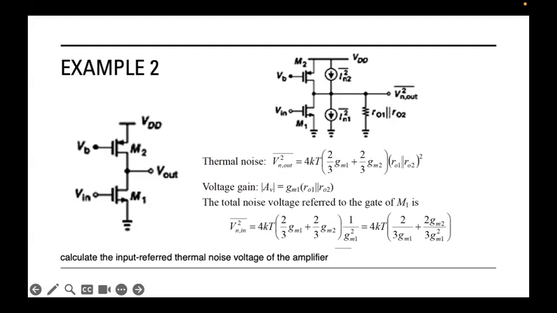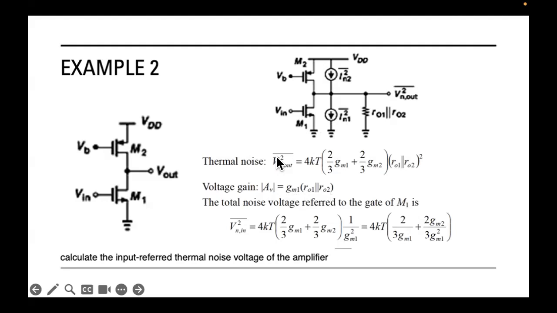If we would like to transfer it back to the input terminal, then we have to divide this by the gain. The input here is associated with M1. So the gain here is GM1, R output 1 in parallel with R output 2.